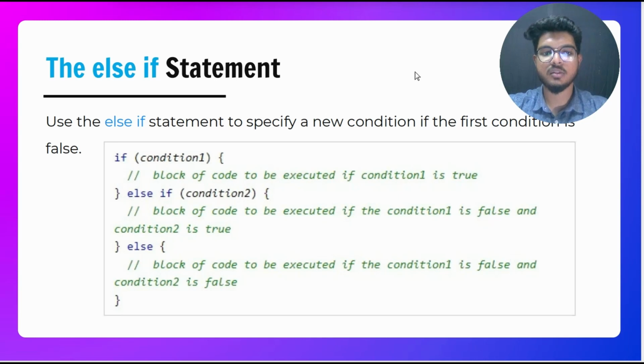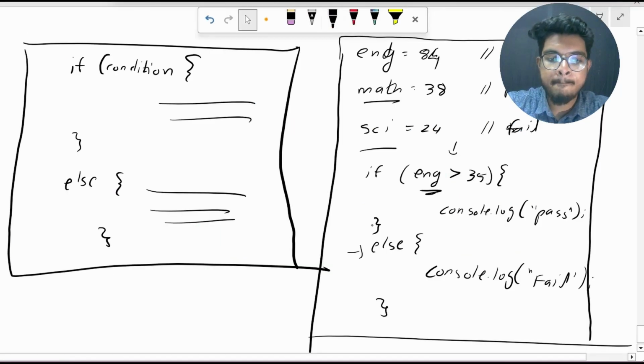First of all, let's discuss about else if. The else if statement is used to specify a new condition if the first conditions are false. What do I mean by this? For example, if the first condition is not true, but instead of directly jumping into else, you want to check some other condition. In simple terms, you want to check multiple conditions. In those cases, you will use else if. Let's see an example of it.